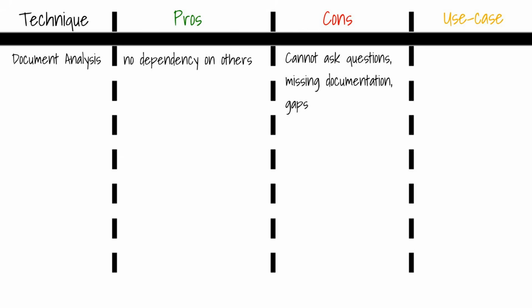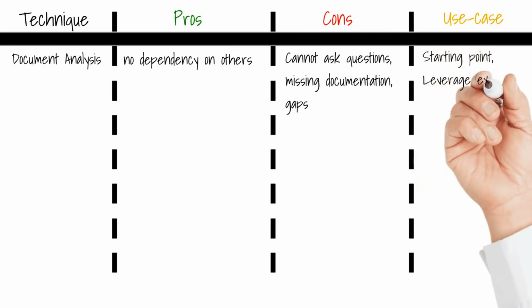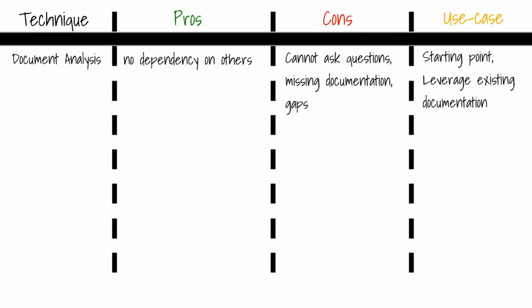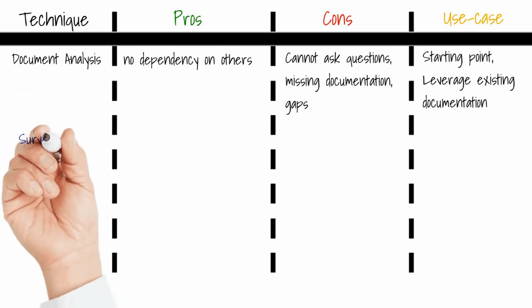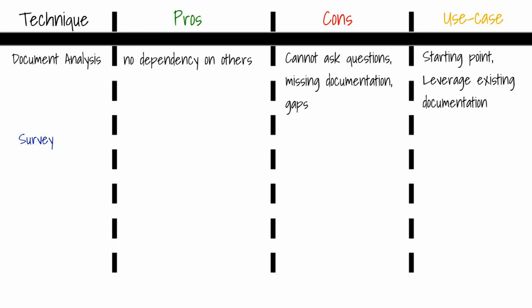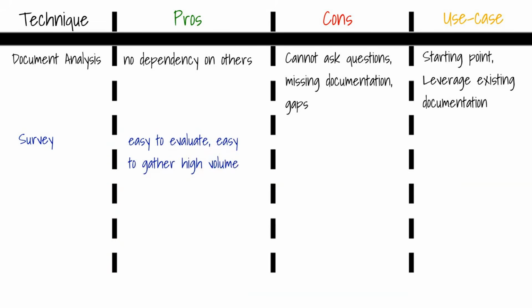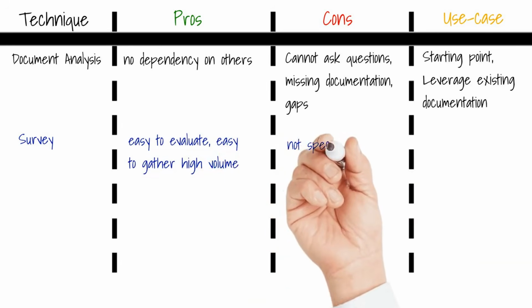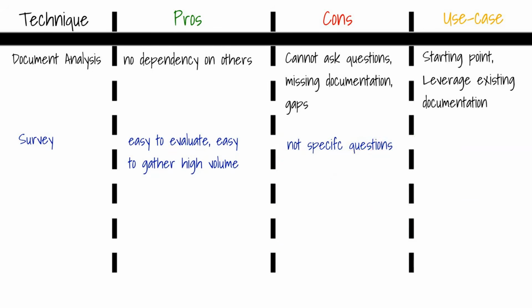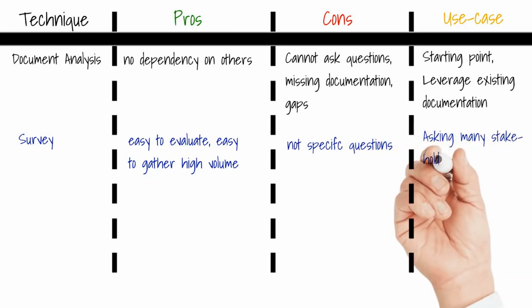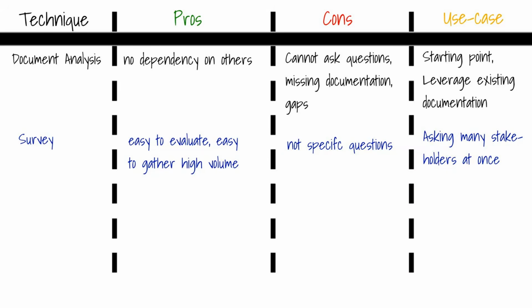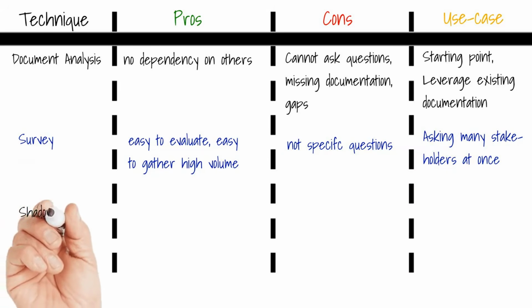The use case here is that document analysis is a good requirements gathering technique, especially for business analysts for having a starting point or an entering point into the project. You can leverage existing documentation to build your baseline of know-how. That's good to get up to speed with the topic. Surveys, on the other hand, have the advantage of an easy evaluation of the data and also getting a lot of data. The issue, although, is we cannot get too specific in these surveys because people cannot ask questions to clarify something. The use case would be if you want very generic information about the stakeholders or the use of a system or process, then surveys might be fine.